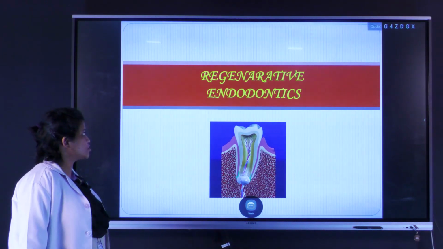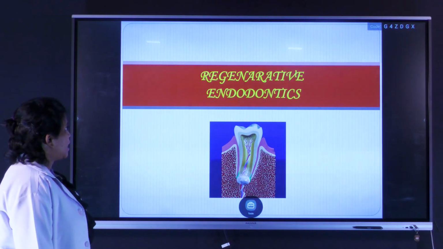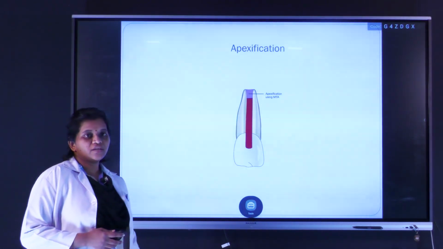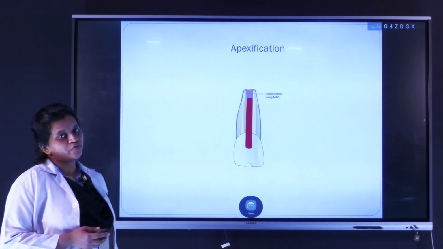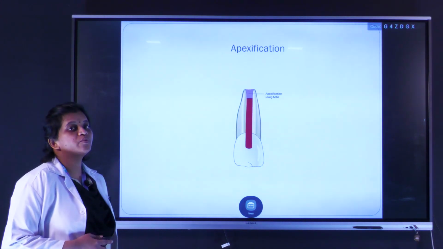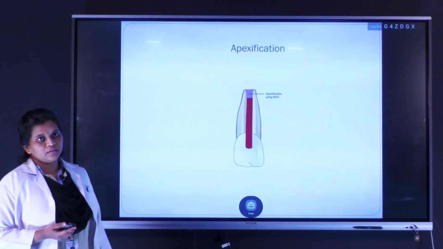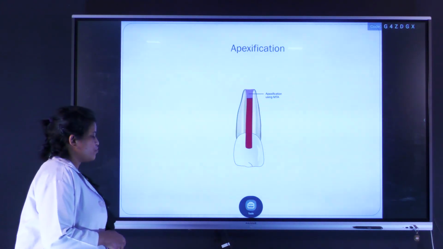Today's topic for discussion would be regenerative endodontics. As we all know, traditionally when a patient comes to the dental clinic, when the pulp is necrotic, the line of treatment would be root canal treatment, right? And especially when it comes to necrotic pulp, necrotic teeth with immature teeth or with open apex, then the line of treatment would be apexification, right?